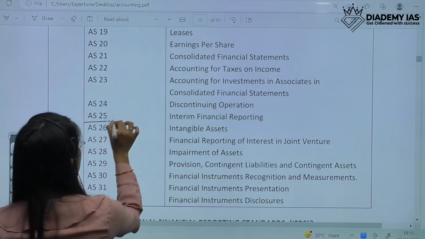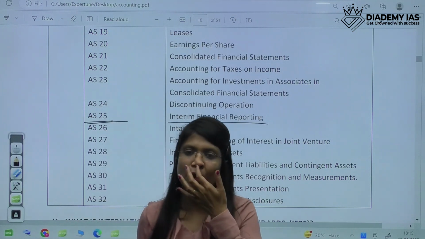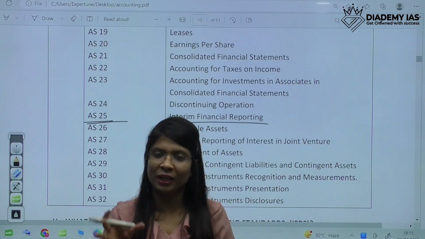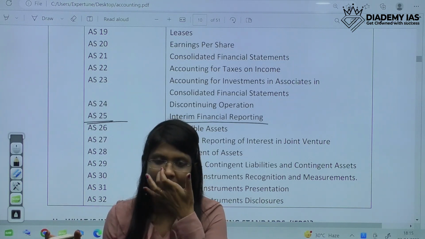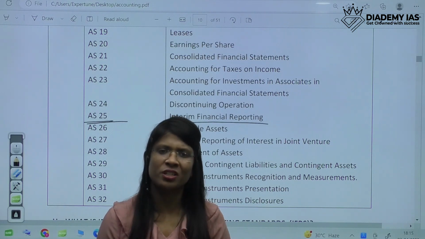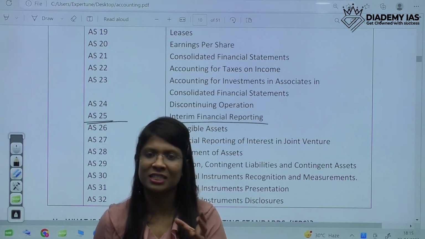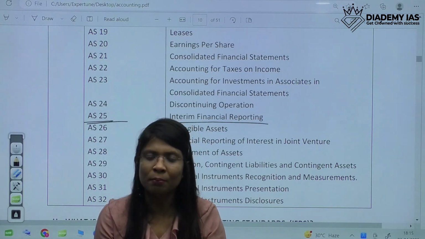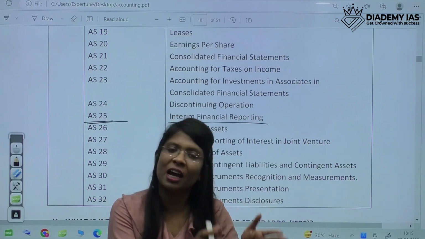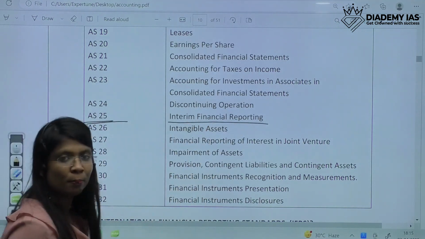Then AS25. AS25 is about interim financial reporting. Interim financial reporting is about when we have to report in the middle of the year. Generally we make accounting statements after the end of the year, for a complete year after 31st March. But there are certain situations, or certain companies like listed companies, that have to disclose their statements every quarter. So they have to make interim financial statements, in the middle of the year. For all those companies, this AS25 would come into the picture.